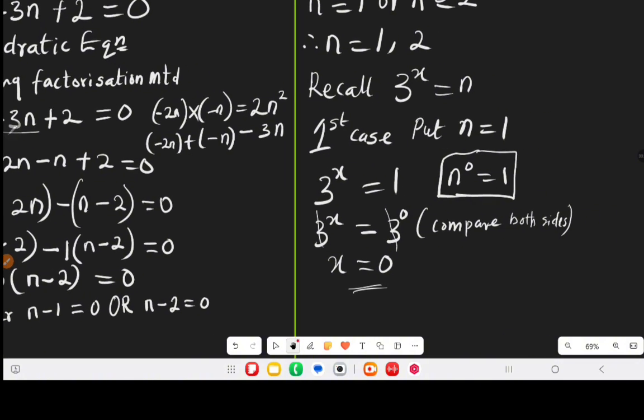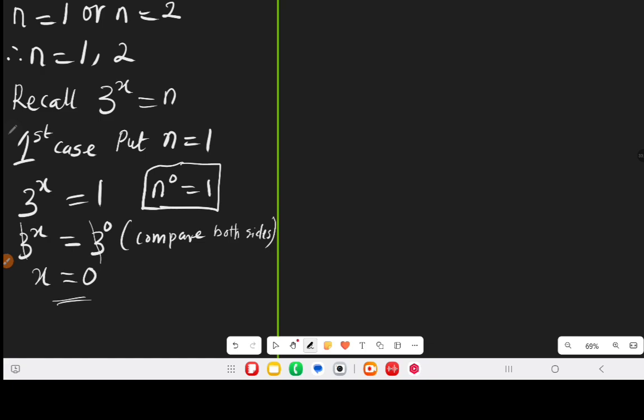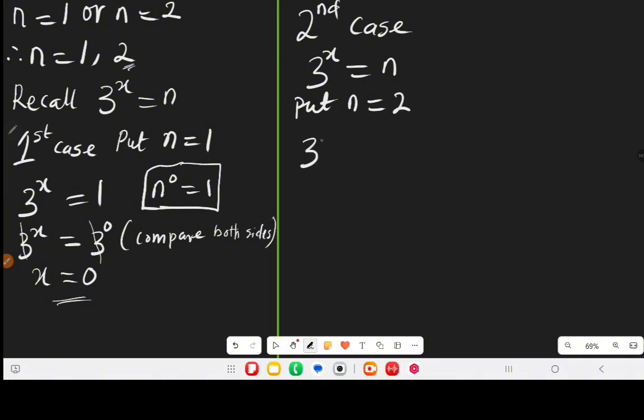Then we move further. We write case 2, or second case. Three raised to the power of x equal to n. Put n equal to 2. We are using 2 this time. We have 3 raised to the power of x equal to 2. We compare both sides; they are not of the same base. We have to introduce logarithm.